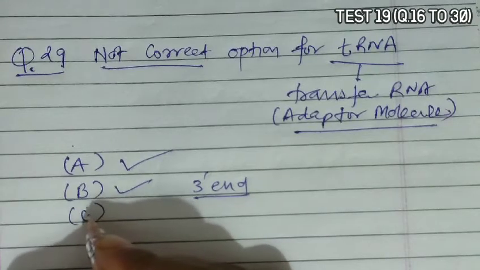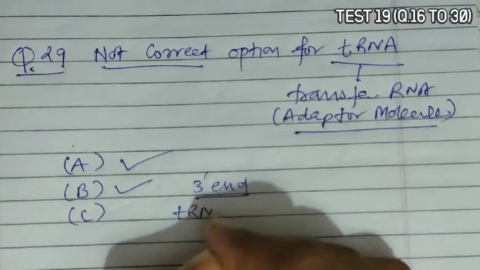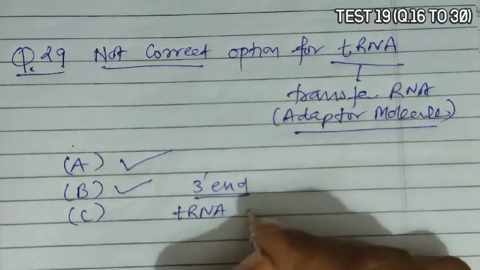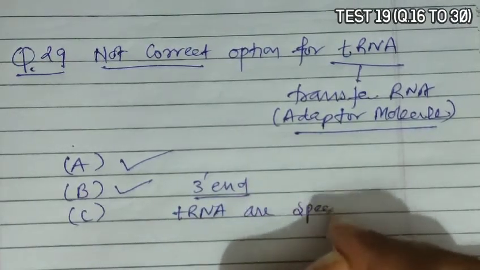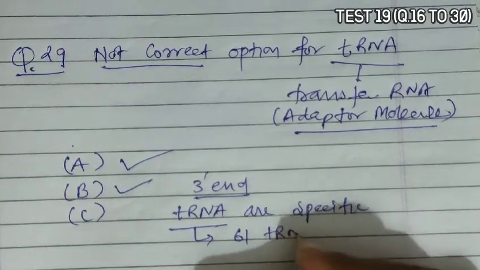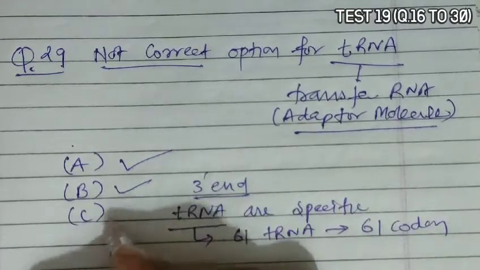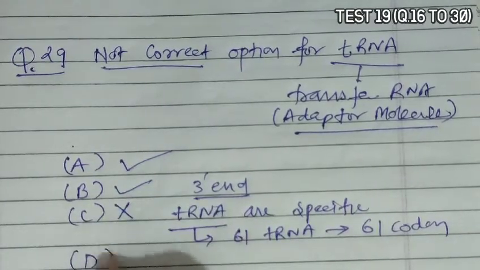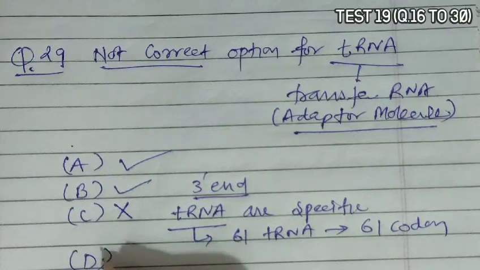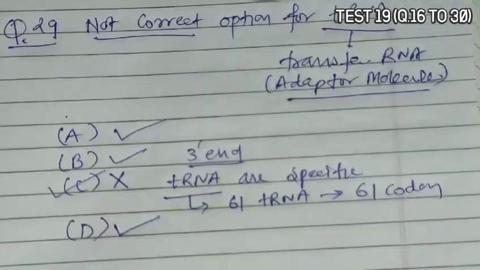Option C, tRNA are not specific for each amino acid. Actually, tRNA are specific for each amino acid because 61 tRNA are available for 61 codon. So it is incorrect. And D is saying that there is no tRNA for stop codon. So it is a correct statement. So incorrect is option C.